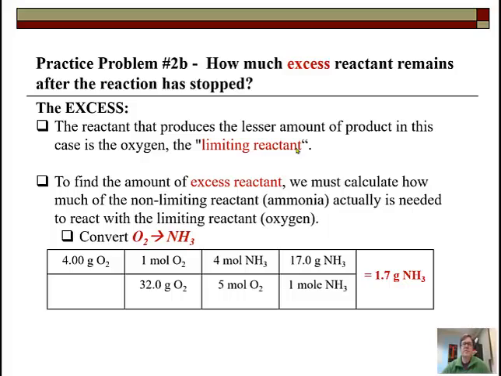Now, there are a couple of ways to do this. I'm going to walk you through this one, and I'll tell you why. So we convert our 4 grams, and here's our molar ratio from the equation. We find out that we need 1.7 grams NH3. Now, I like doing it this way because I know this value of 4 grams of oxygen. I could have used the amount of NO that we made and changed that to NH3.